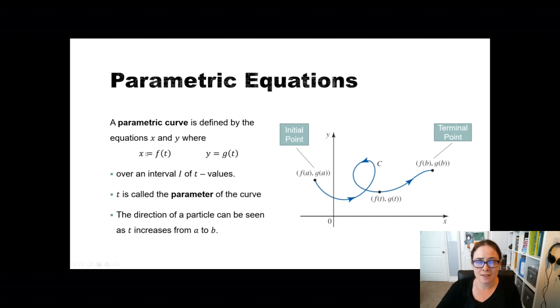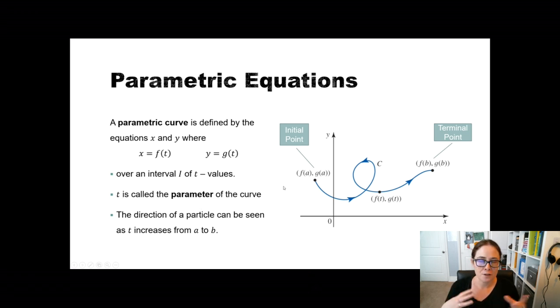And so to make this happen, to bring in that extra parameter t, the x coordinate and the y coordinate are both going to be functions of t. So that when I pick a specific t value, I can plug it in and find the x and y coordinates for that t value. Now, usually this is on some kind of closed interval. And so the beginning of that interval would be your initial point. And then there is a direction to these. And then wherever it ends up at the end of the interval would be your terminal point. And t is our parameter here.